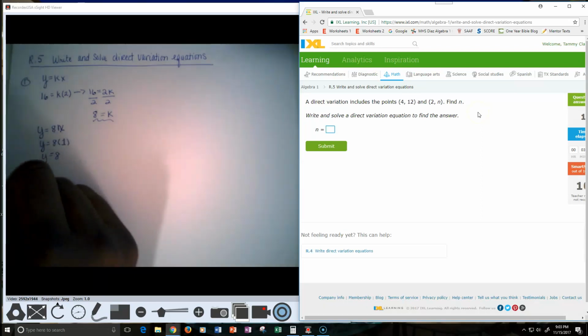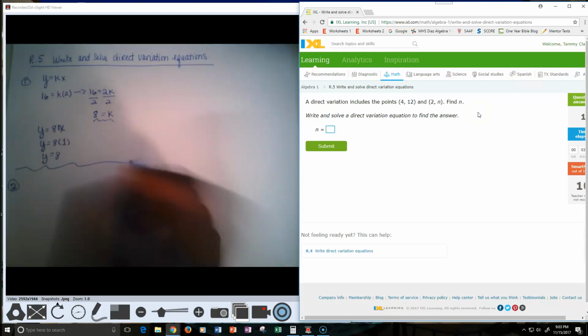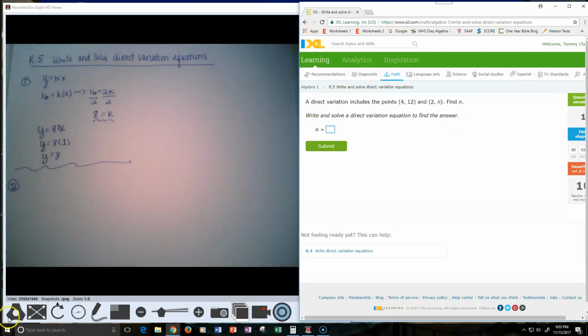Here's our next one. Let's look at number 2. Now here's our second question. It looks a little bit different from the first. The first was a word problem. The second one says a direct variation includes the points (4, 12) and (2, n). Find n. Write and solve a direct variation equation to find the answer.